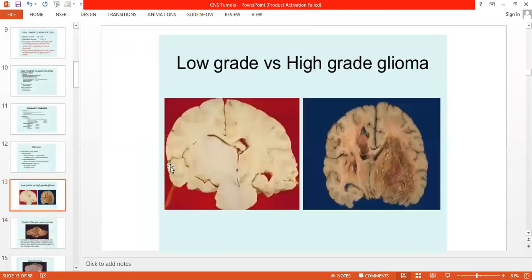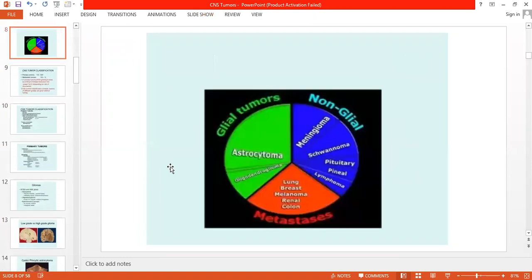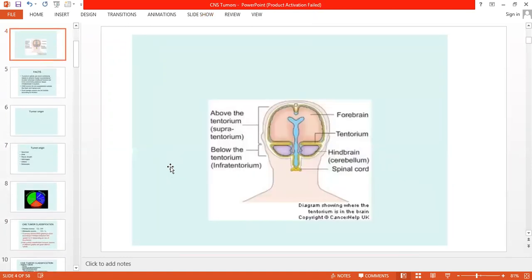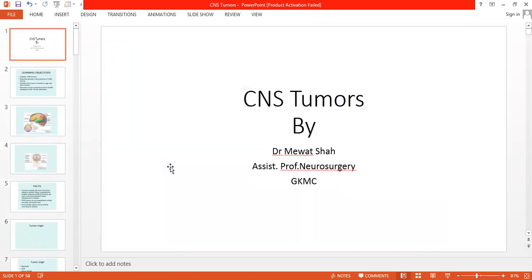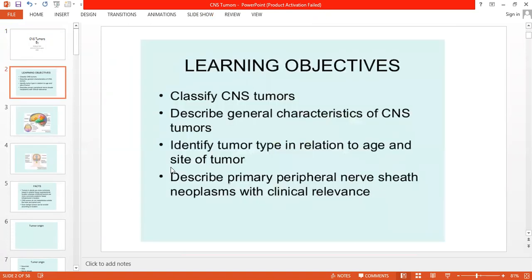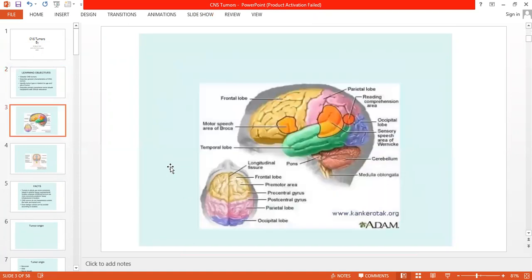So, CNS tumors. Okay, it's a lengthy one because there is too much material in this topic, as it involves the central and peripheral nervous system. The objectives of today's presentation are how to classify CNS tumors, how to describe general characteristics of CNS tumors, identify tumor type in relation to age and size of the tumor, and describe primary peripheral nerve sheath neoplasm with clinical relevance.